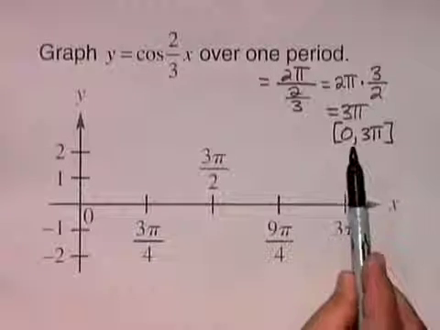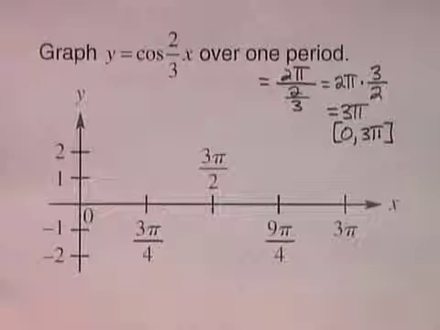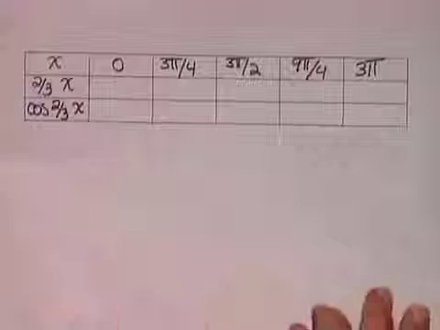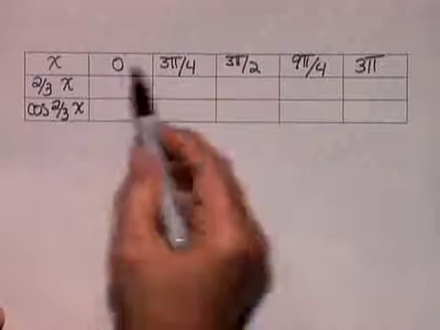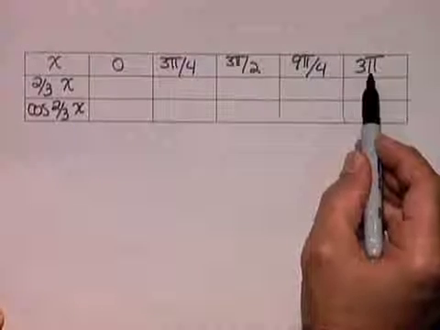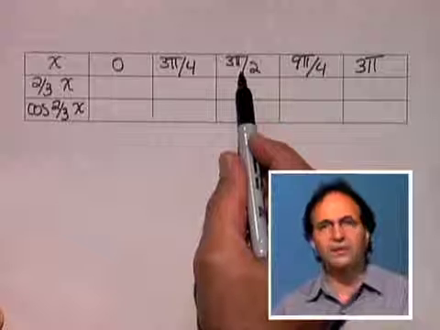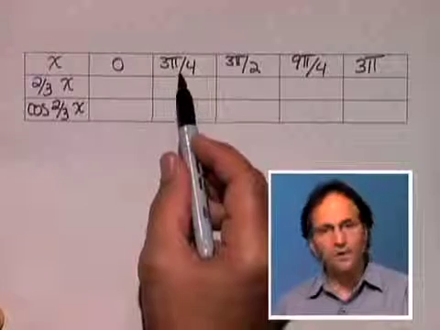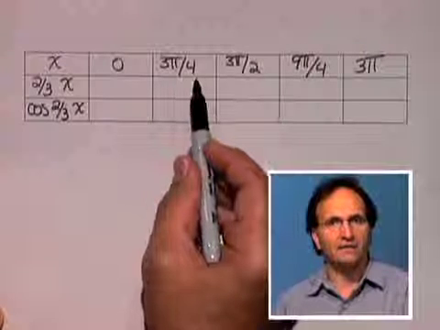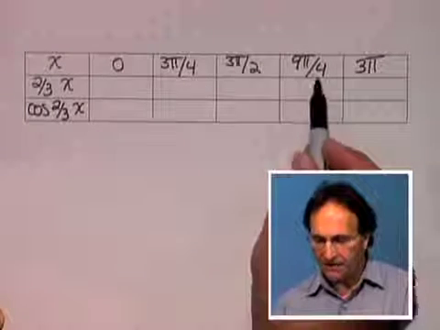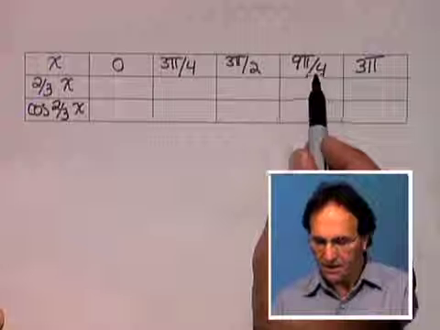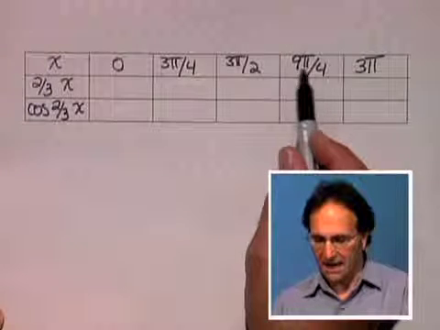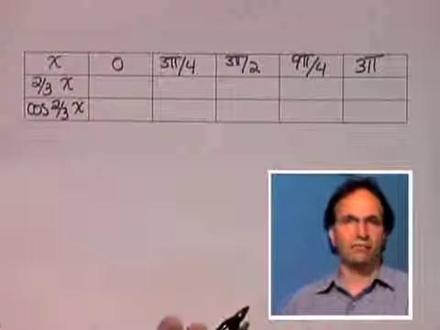Now, we want to divide that into 4 equal parts. So let's look at a table that I've created in which our endpoints are 0 and 3 pi, halfway would be 3 pi divided by 2. 1/4 of the way would be 3 pi divided by 4. And 3/4 of the way, 3/4 of 3 pi would be 9 pi divided by 4.